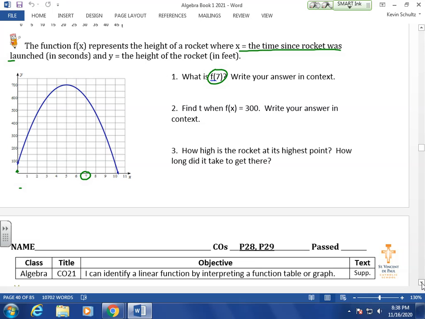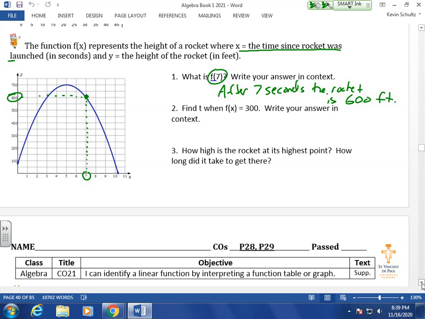The x-axis is kind of by ones, right? But this is asking for, what is f of 7? What is the height of the rocket after 7 seconds? So we look for x, our input of 7. We look for the corresponding height right there, 600 feet. So in context, after 7 seconds, the rocket is at 600 feet, okay?